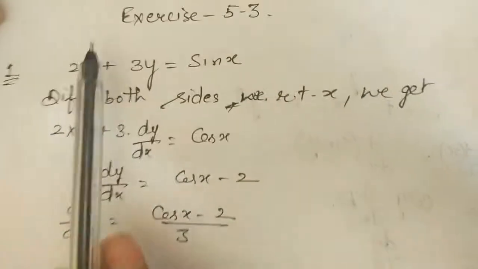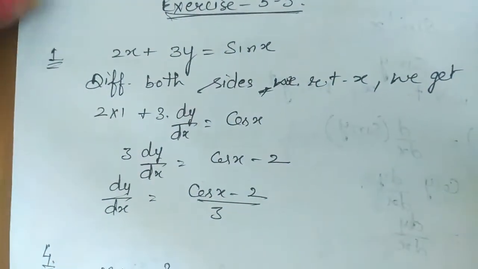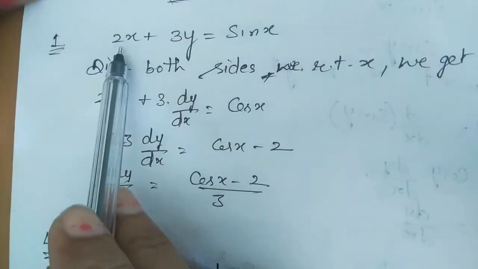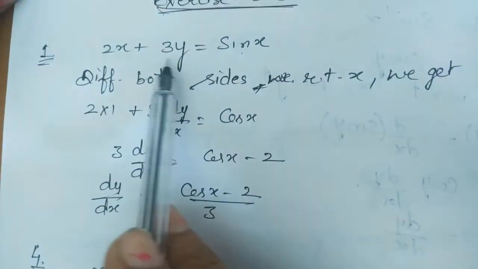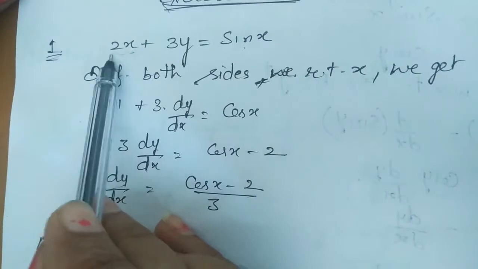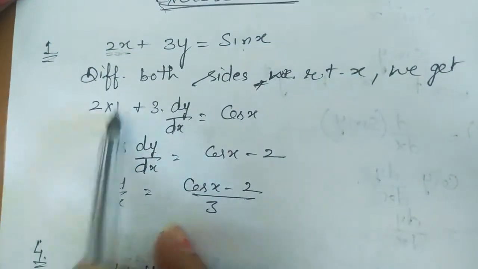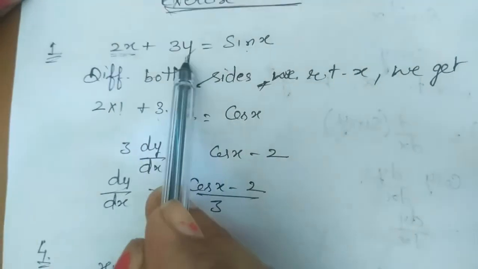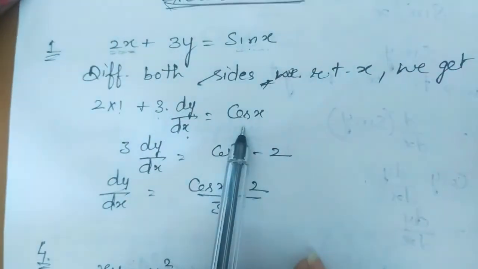Now I am doing 5.3 exercise, 2 or 3 questions. Rest of you will do. In first question, this is implicit function 2x plus 3y is equal to sin x. Differentiate both sides with respect to x. What we will get? 2x derivative is 2 as it is. x derivative is 1. Plus 3 as it is. y derivative is dy by dx. And sin x derivative is cos x.